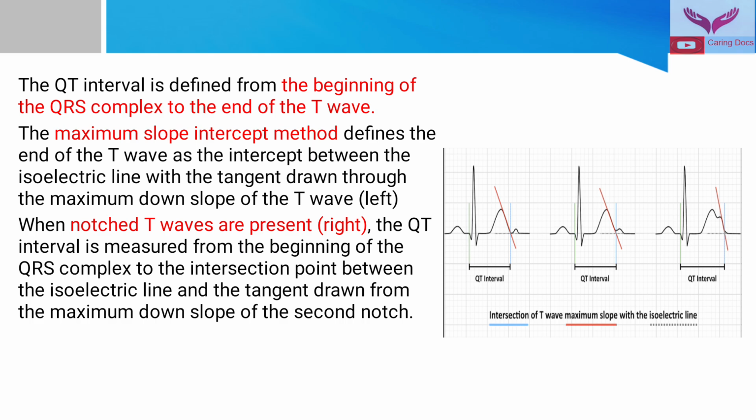When notched T waves are present, for example in the right-sided ECG, the QT interval is measured from the beginning of the QRS complex to the intersection point between the isoelectric line and the tangent drawn from the maximum downslope of the second notch.